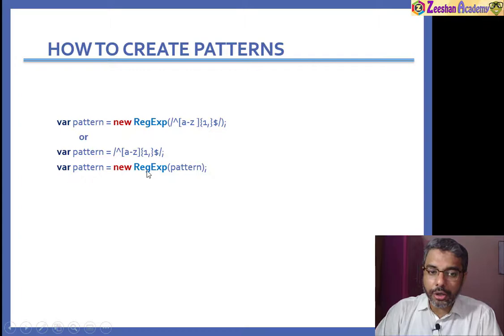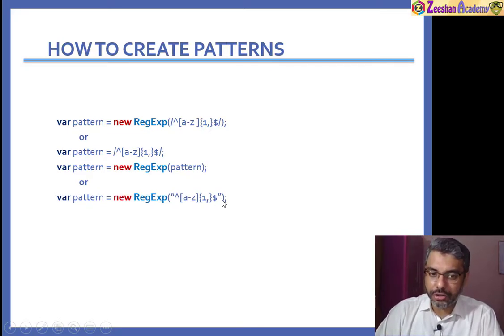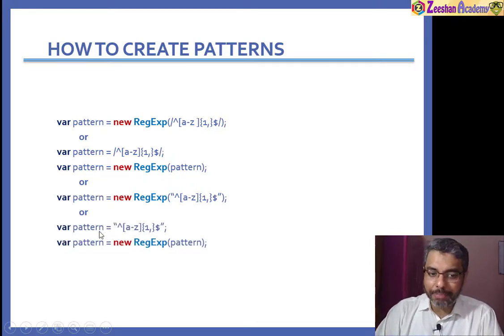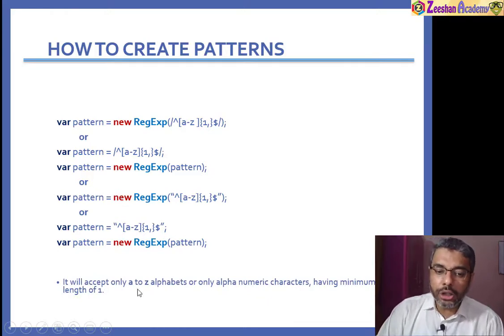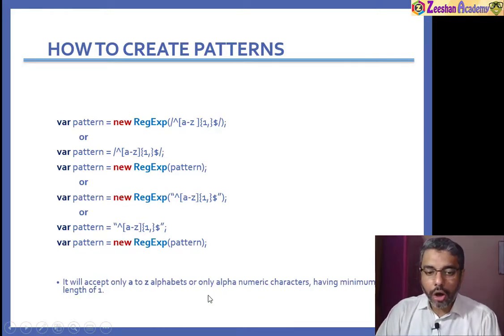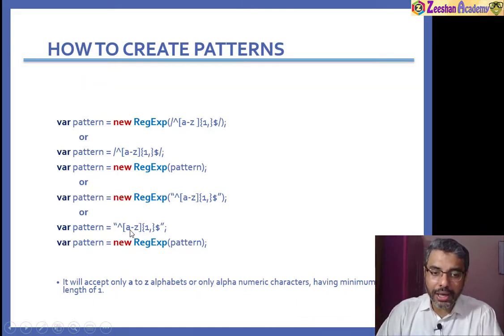Dollar sign, slash. So this basically creates a new expression. Variable pattern is equal to new RegExp. Again, remember we need to specify the pattern, the pattern that we specified here, within the inverted quotations. Or you can also create the same pattern with this variable. It will accept only A to Z alphabets, or only alphanumeric characters, having a minimum length of 1. So at least one alphabet is required. So this is my regular expression.